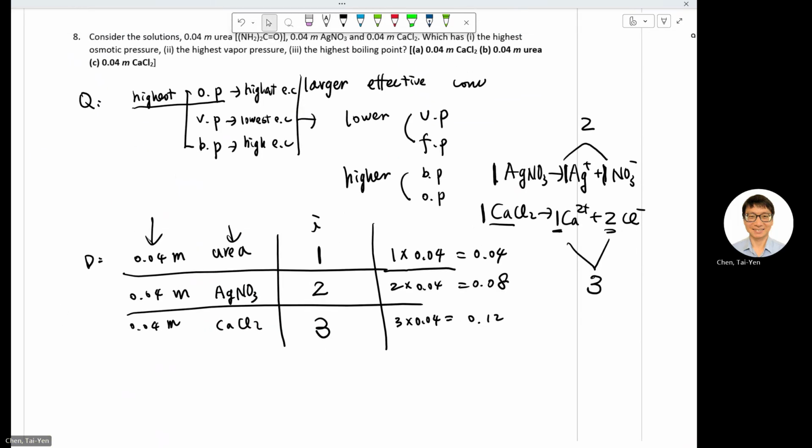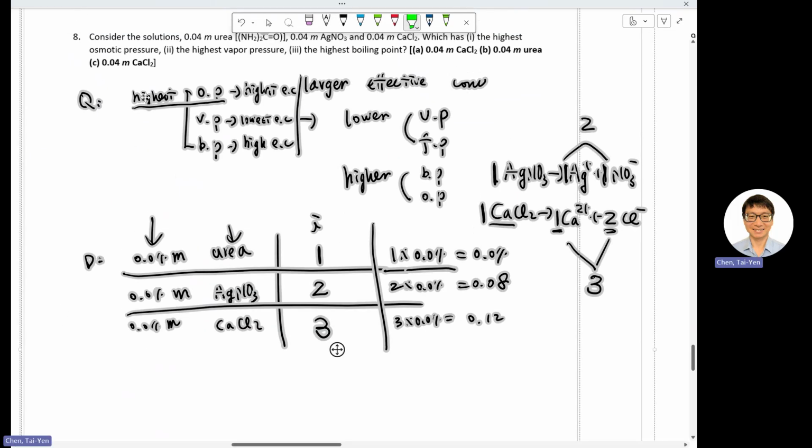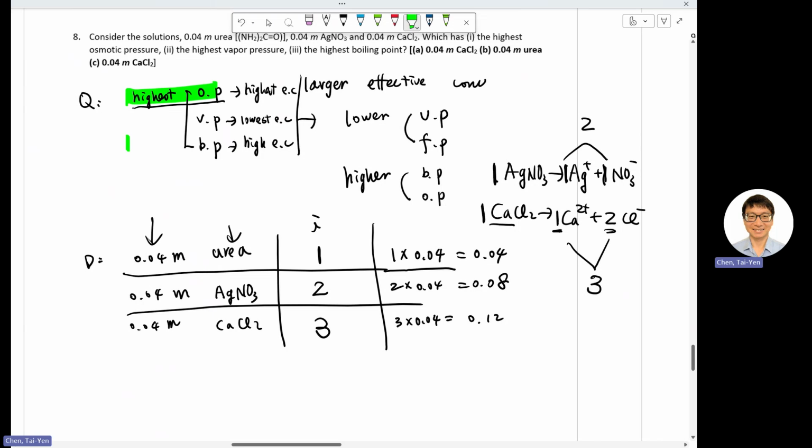The species that is going to have the highest osmotic pressure will be the one that has the highest effective concentration. Therefore, this one will have the highest osmotic pressure, right? And then again, this one will have the highest boiling point, but the lowest vapor pressure.